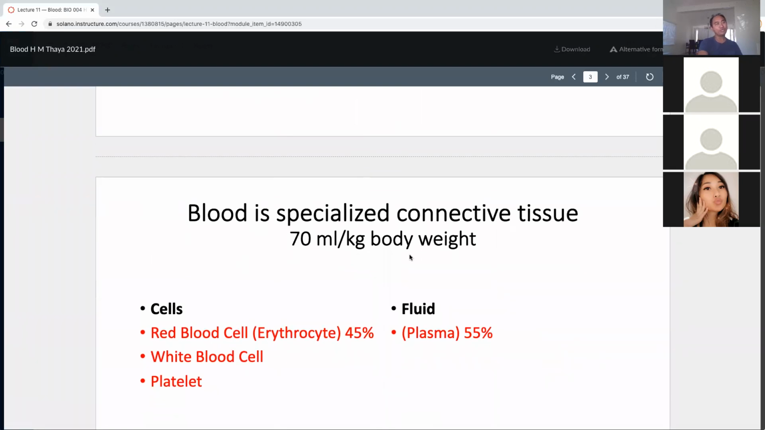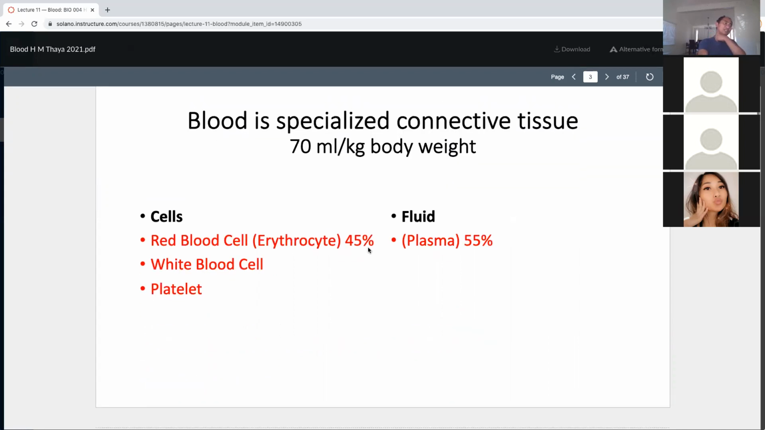How much blood do we have? We have 70 ml per kg. Don't forget, 70 ml per kg. So if you are 100 kg, you will have 7 liters. If you are 70 kg, you will have 5 liters of blood in your body. It is a specialized connective tissue, which is made of cells and matrix. The matrix is a fluid matrix, which is what we call plasma. And the cells in the blood are red blood cells, white blood cells, and platelets.